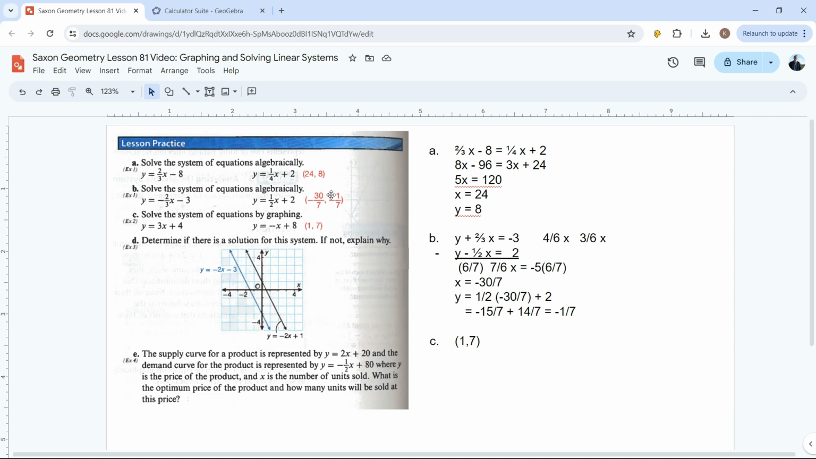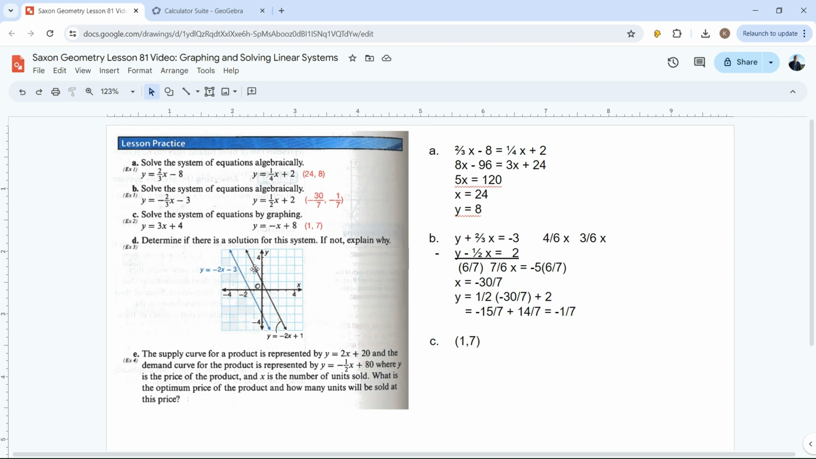Hey, one other thing. What is (1, 7)? Well, that's the one point. Actually, all three of these are the one point that solves both equations. If you plug this point into both equations, it's a solution. And it's the only point that solves both equations.